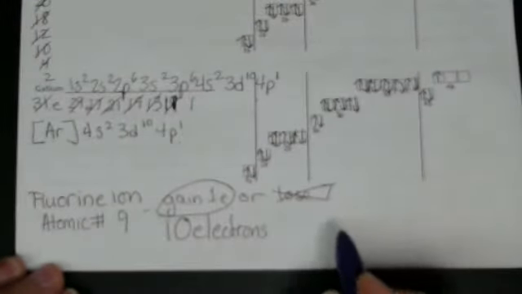So now if you are going to fill that in, going back up here to your little chart, you're going to do the same thing. 1s has 2, so that leaves me with 8. 2s has 2, leaves me with 6. 3p has 6. Oops, 2p, excuse me. 2p has 6, and then we're done.